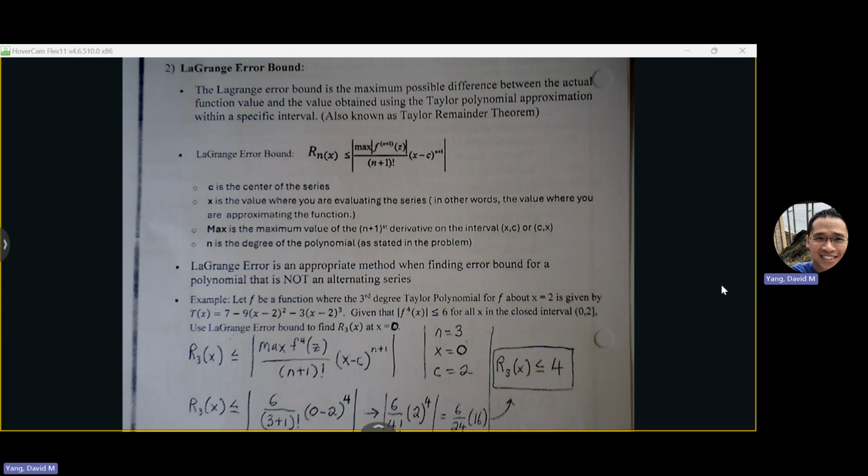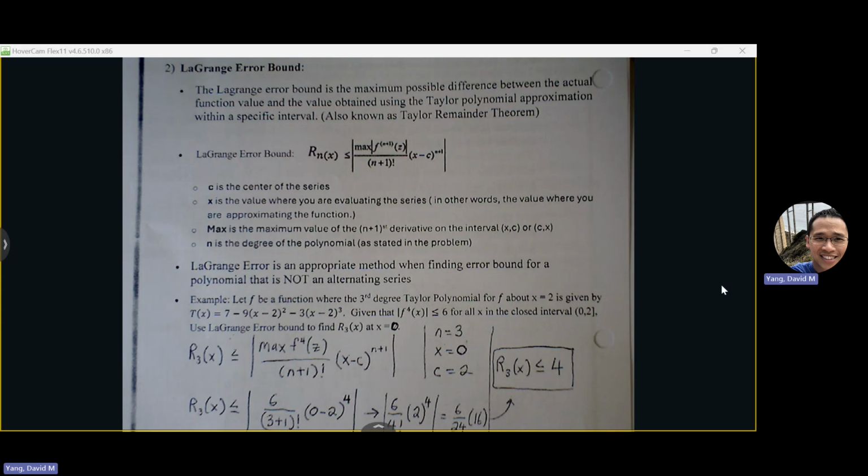So here's an example. Let f be a function where the third degree Taylor polynomial for f about x equals 2 is given. You can tell that this Taylor polynomial has no alternator. So if you want to do error bound for this, we have to use Lagrange error bound. Given that the fourth derivative evaluated at x is less than or equal to 6 for all x in the closed interval, use Lagrange error bound to find the remainder of the third degree polynomial at x equals 0. So all the information is provided for you to fill in the gaps for your Lagrange error bound.